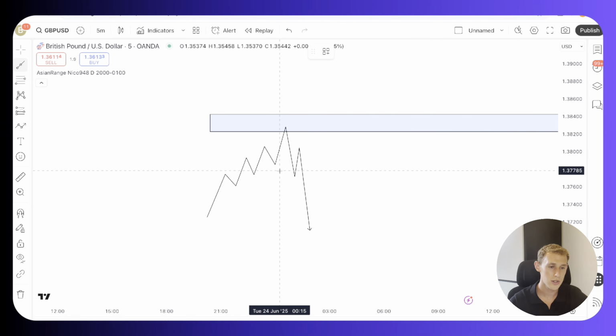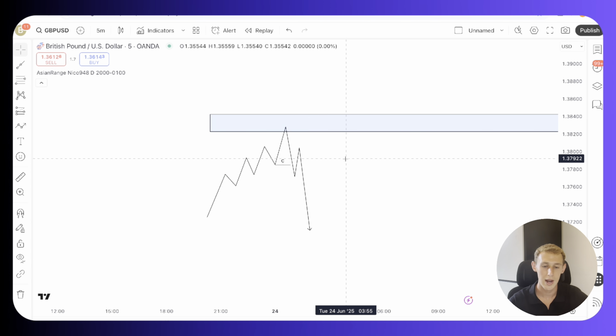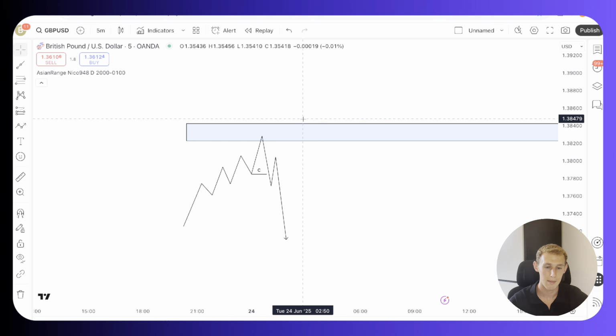And what we refer to as the change of character is when price breaks below this current higher low. On my charts, I just label it as C, just to make it a little clearer, so that I don't have to write change of character every time I see this happen.